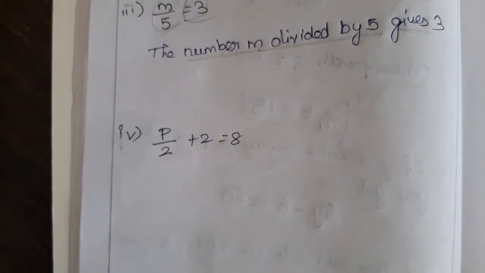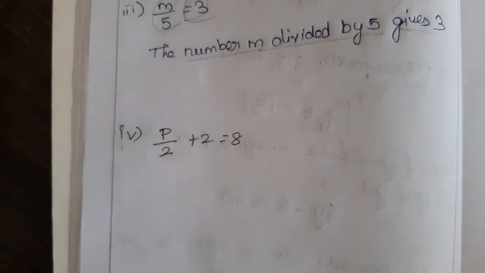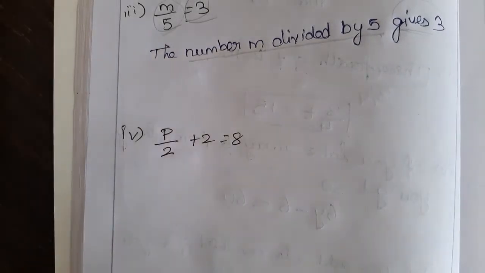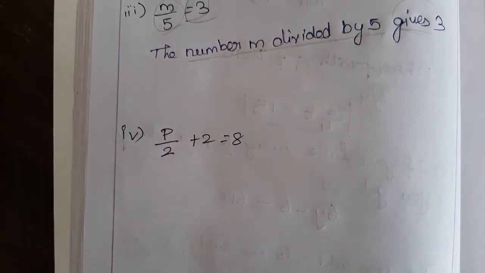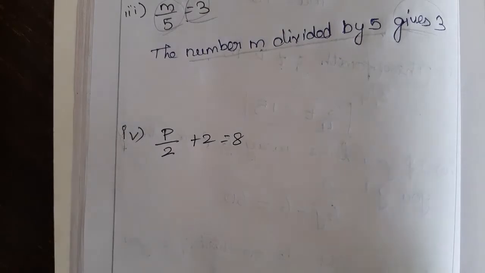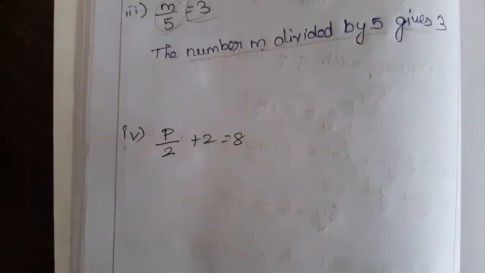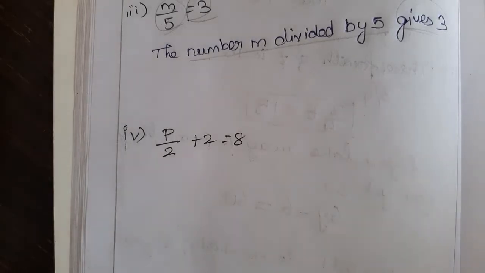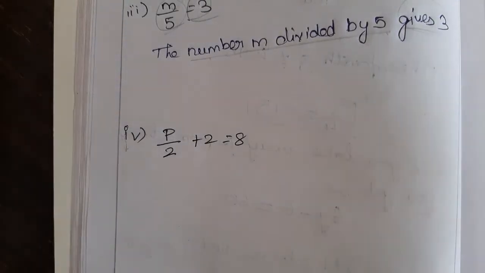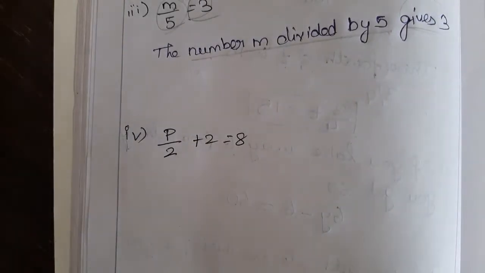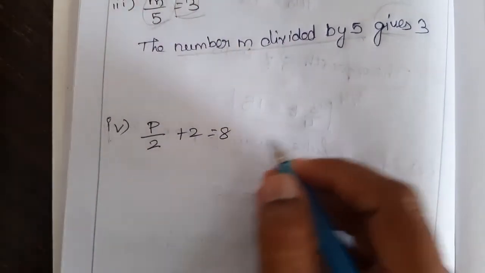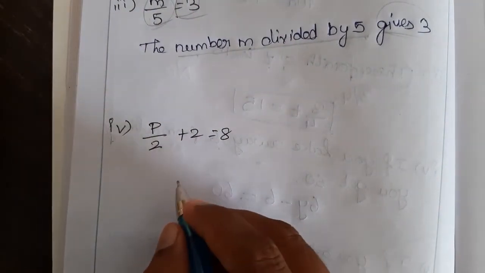p by 2 plus 2 is equal to 8. How can we write this? So p by 2 we can say is half of p also, right? 1 by 2 into p is half of p. So half of p is added with 2 is equal to 8. This we can say in two ways. We can say if half of p is added with 2, you will get 8. Or else we can say the sum of half of p and 2 is 8. So two ways we can write it.